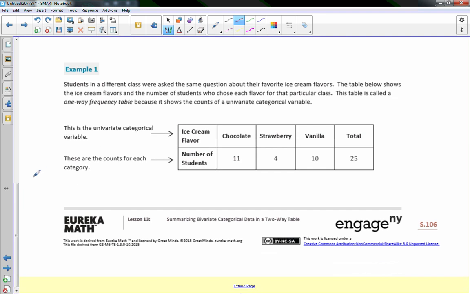Okay, example 1. Students in a different class were asked the same question about their favorite ice cream flavors. The table below shows the ice cream flavors and the number of students who chose each flavor for that particular class. The table is called a one-way frequency table because it shows the counts of a univariate categorical variable. One thing is changing, the flavors. So the univariate categorical variable is the ice cream flavors, and the counts is the number of students.